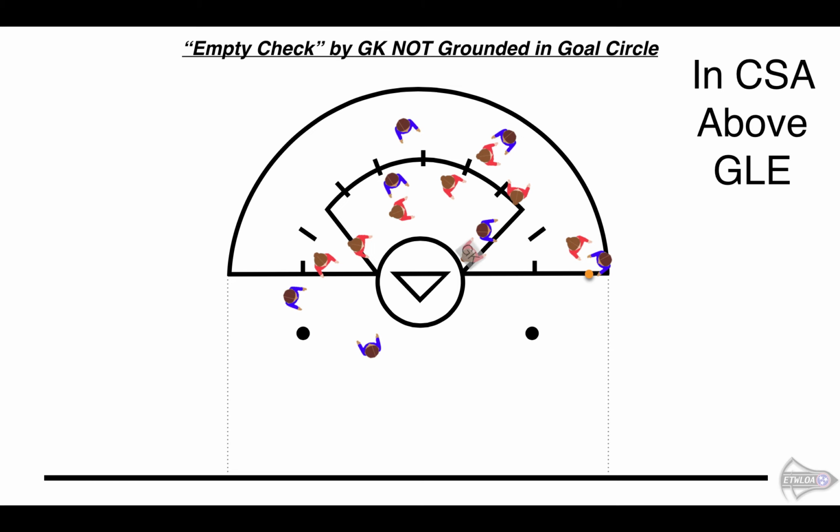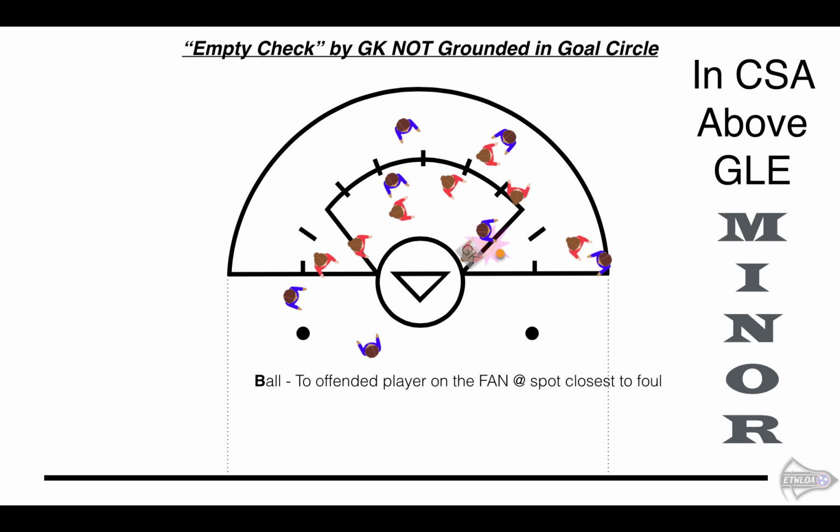So here we have an entry pass made from the 12 meter at the goal line extended into the right side of the arc. Before the blue player can make a play on the ball, the goalkeeper commits an empty check. That's a minor foul. Since we're in the fan, we'll administer it as follows.